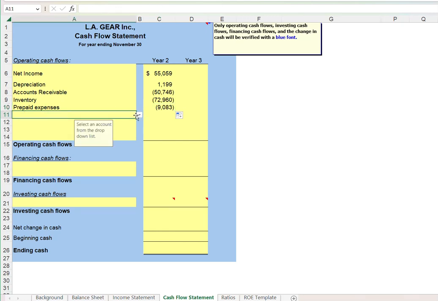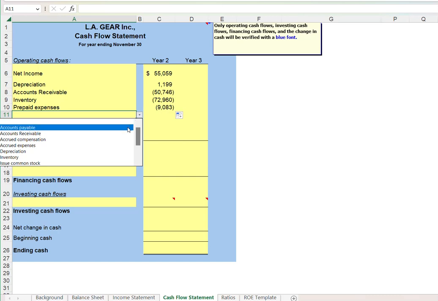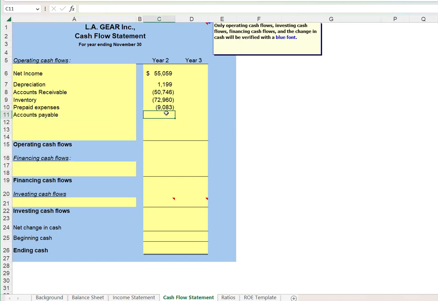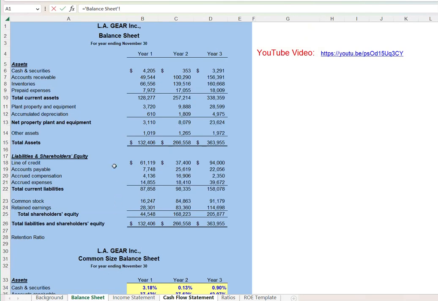Let's go to our balance sheet again. And now we're going to pick up our liabilities. And I'm pretty sure accounts payable is our first liability. So let's go ahead and pick that up. Equals. Click on the balance sheet tab. And well, line of credit was our first one, but line of credit is going to be one of our financing cash flows. We've looked to outside investors to provide us cash in exchange for us paying them interest. So our first operating one is accounts payable.